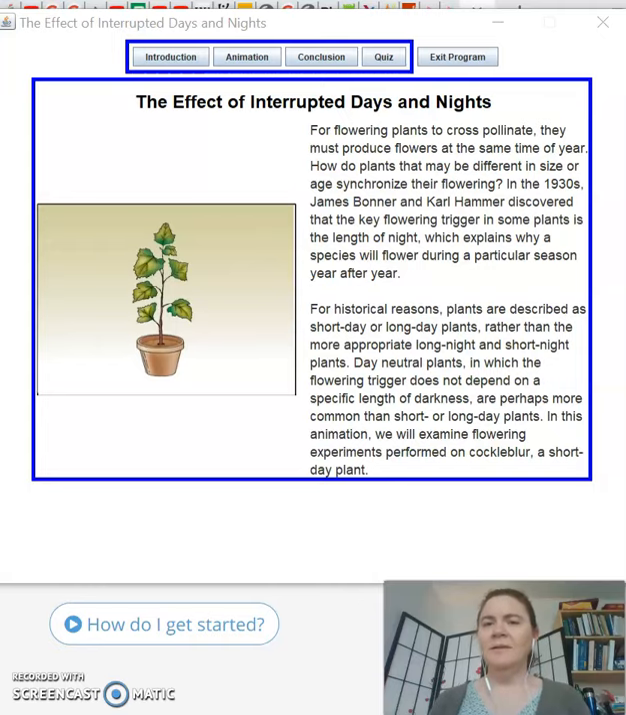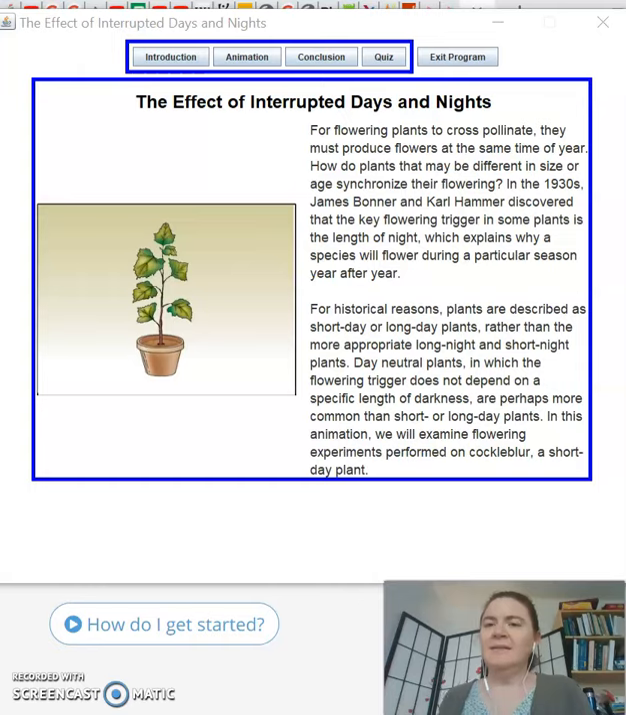Welcome. We're going to be dealing with standard 9.4 for IB Biology HL. We're dealing with the effects of interrupted days and nights on plant flowering. A student from the 2020 graduating class, Anmal, captured this from a Flash program before Flash died. So let's just go ahead and go through it.